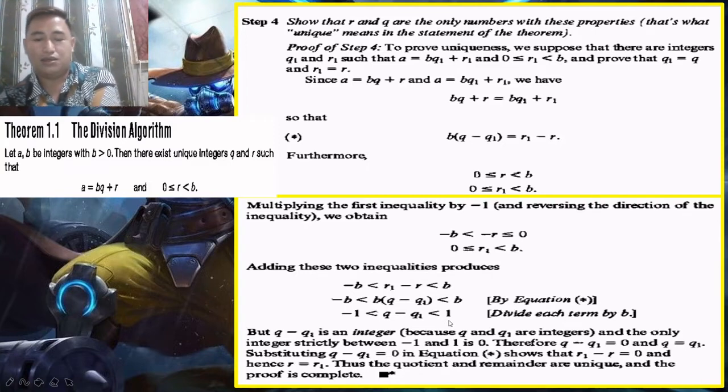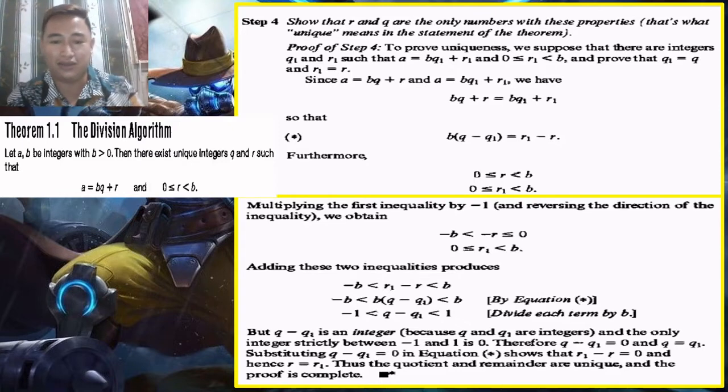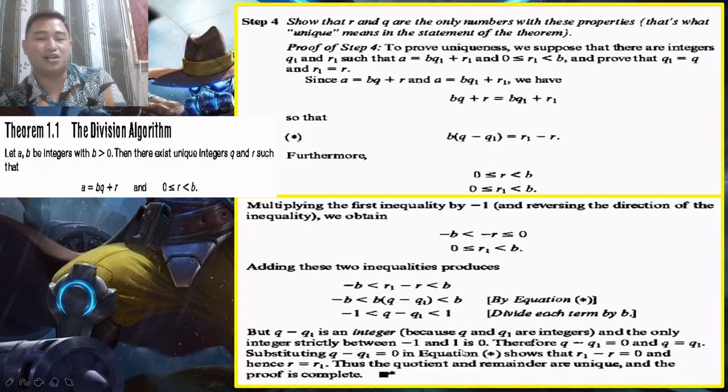Now, Q minus Q1 is an integer, right? So which integer is in between negative 1 and 1? The answer is only 0. It is an integer since Q and Q1 are integers, so the result is still an integer. And the only integer strictly between negative 1 and 1 is 0. So Q minus Q1 is 0.